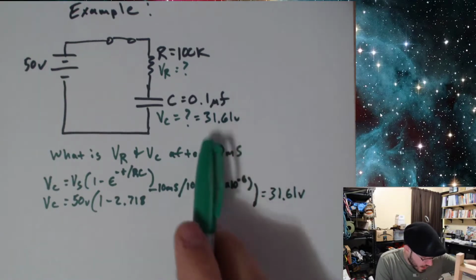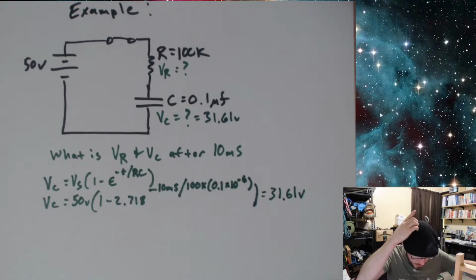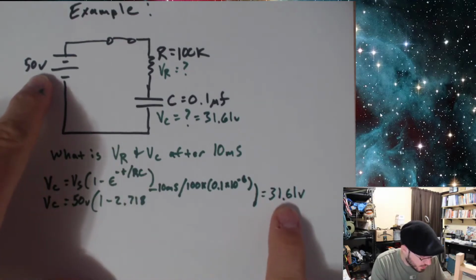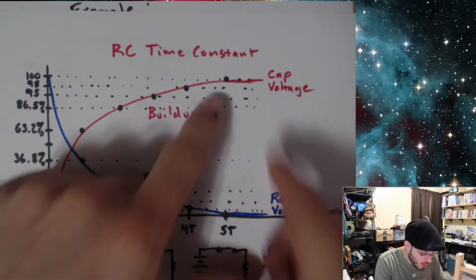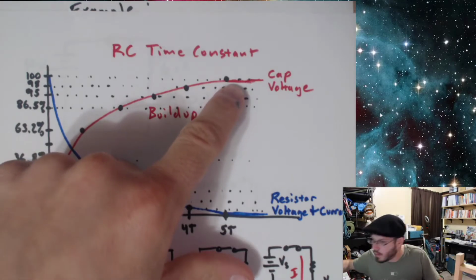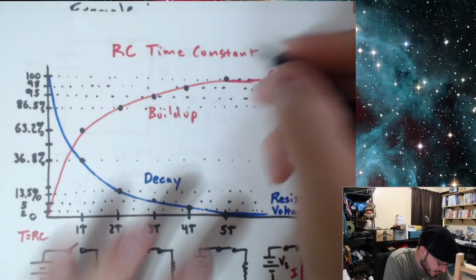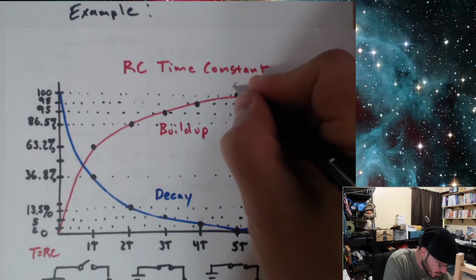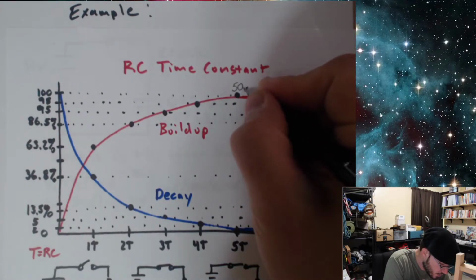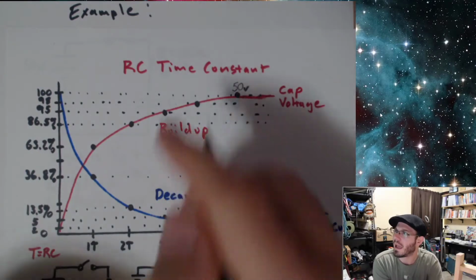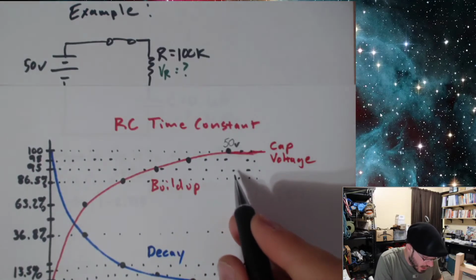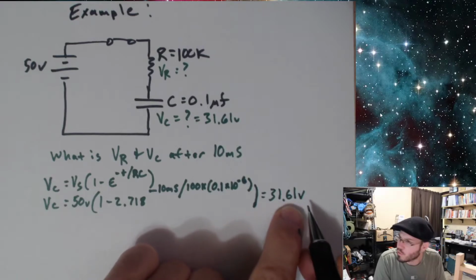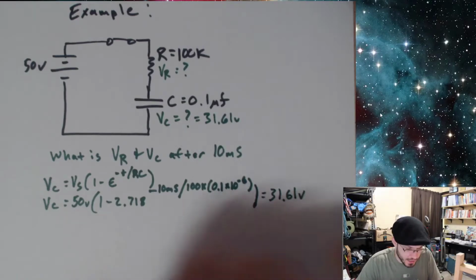So where are we on this graph? Let's see. 31.61. I'm going to turn this into a percentage, and our max value is going to be 50 volts. So as far as the cap voltage, we're going to be at 60 volts. I'm going to write this in with pencil. We're going to be at 50 volts right there. Okay. Now, if that's 100%, then I can take 31.61, I can divide that by 50, and that'll give me a percentage.